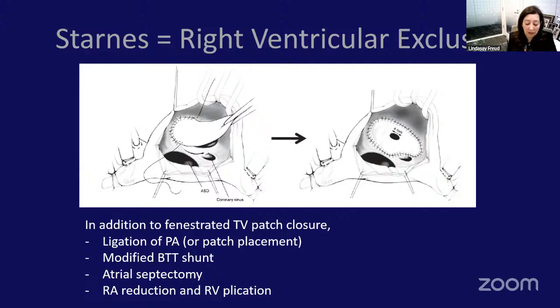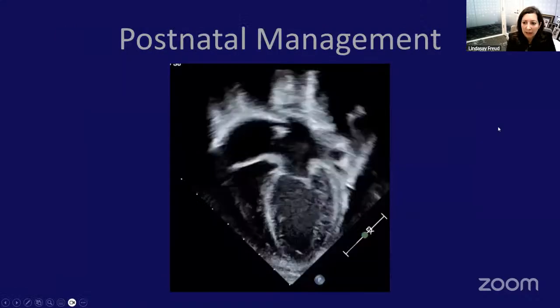Oftentimes what's done is there's either the ligation of the main pulmonary artery or patch placement. There's a modified BT shunt in order to provide pulmonary blood flow, and atrial septectomy. And then the right atrium and right ventricle are reduced and plicated as well in order to allow for greater lung expansion and stability after the procedure.